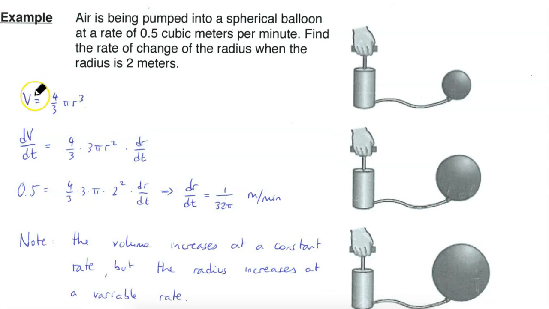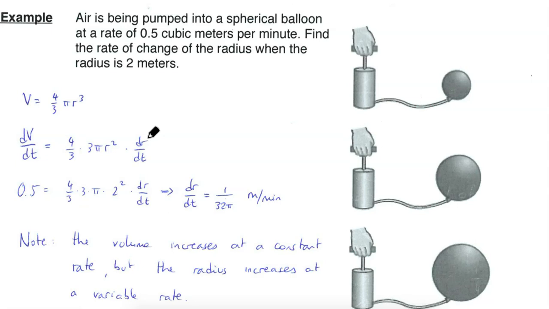The derivative of V in terms of t is dV/dt. And on the other side of the equal sign, the derivative of 4/3 pi r cubed is going to be 4/3 times pi times 3r squared. Right? R is a variable, so it becomes 3r squared. But we need to multiply by the inside derivative, because r is not the privileged variable of differentiation.